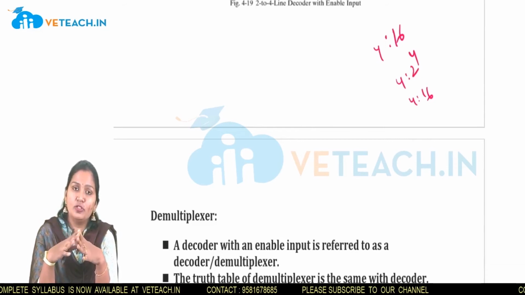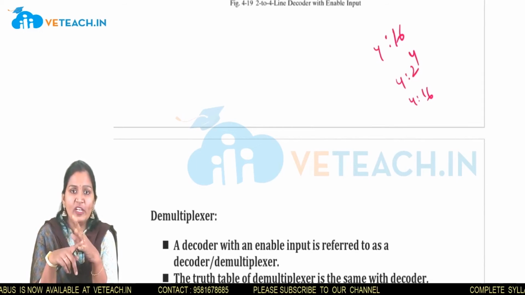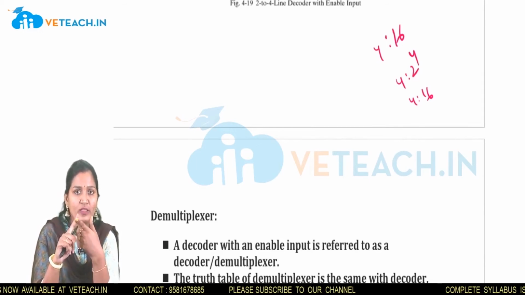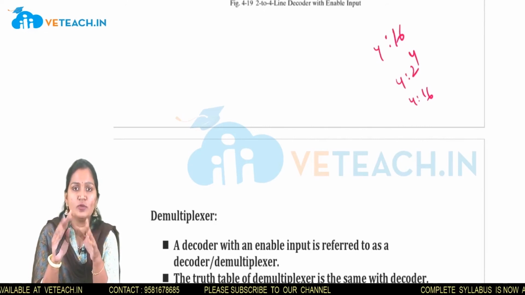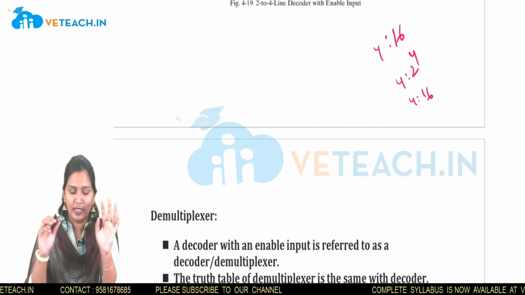Generally they may also ask to design a 4:16 decoder using 3:8 decoders. So we have 2 3:8 decoders and 1 OR gate, so that we can design this 4:16 decoder, okay. This is a very important question from the exam point of view.